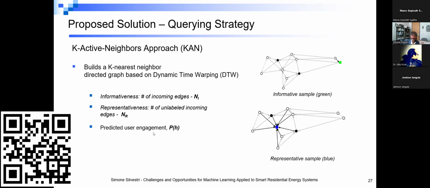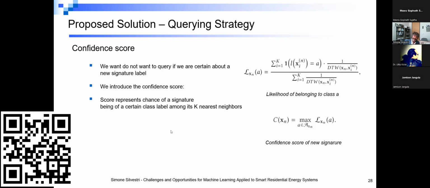And we also try to predict the user engagement. Additionally, we introduce a confidence score. So if I get a new electric signature, we want to understand how confident I am of the label that my model would assign to this specific signature. If I am very confident, then maybe I shouldn't ask the user to label it, even if I have budget available, while if I'm not confident, then maybe it would be a good idea to do it.